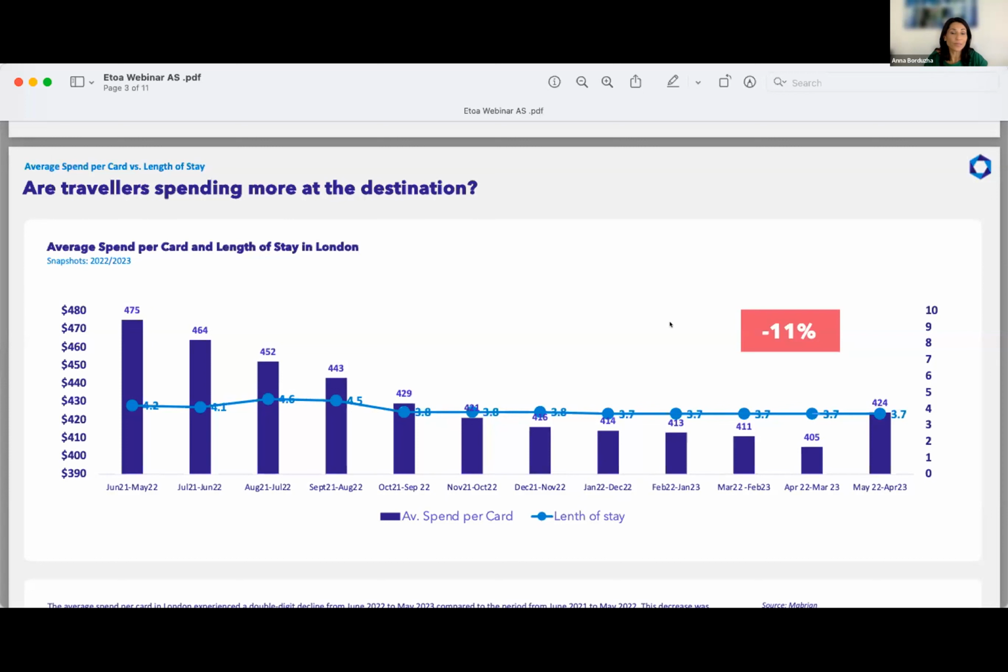And as you can see, it's a really clear correlation. One of the main reasons for the decrease in the spend per card holder is a shorter length of stay. We can definitely see it here. If you compare the first month of the analysis to the last one, the average decline in the spend is around 11%.